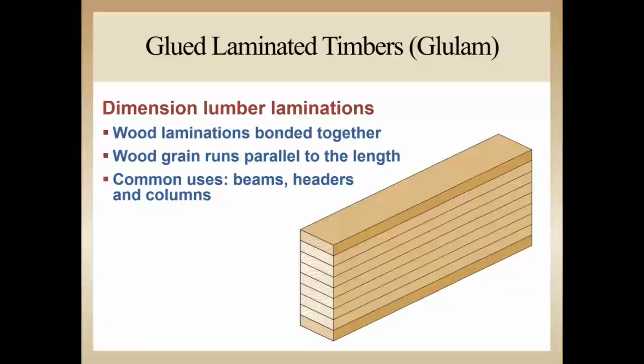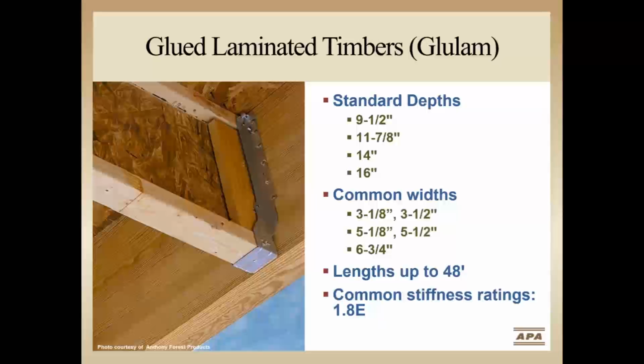Glulam are available in a variety of depths, including I-joist compatible depths. Common widths include 3 1/8 and 5 1/8, as well as 3.5 and 5.5 inch to match the common framing width. As with the other engineered wood products, they are readily available in lengths up to 48 feet. Their most common structural designation is a strength of 2,400 pounds per square inch, or PSI in bending, and then a stiffness or modulus of elasticity of 1.8E.